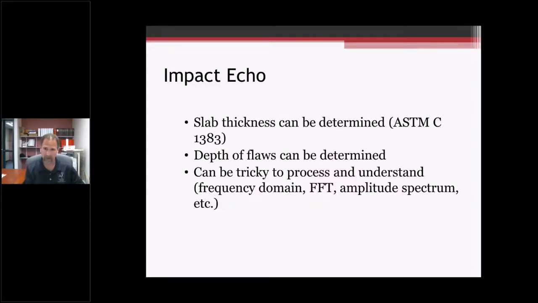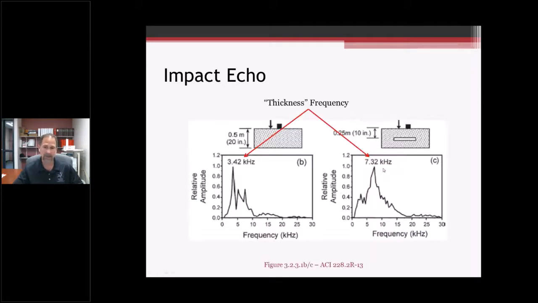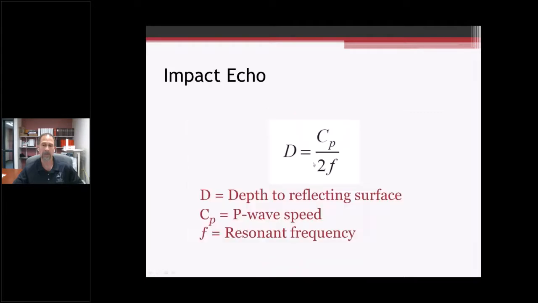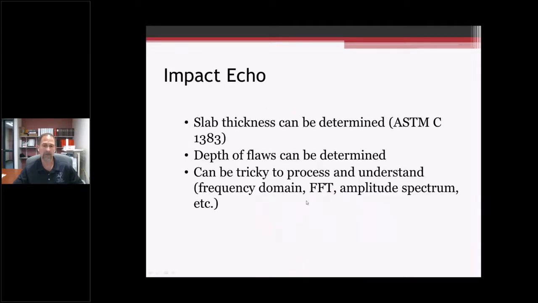And impact echo, that standardized test method, you can figure out what the thickness of the slab is. You can figure out the depth to the flaws. It can be a little bit tricky. I'll go back to these diagrams here. Again, somewhat idealized diagrams. These peaks are not always easy to distinguish. You really gotta collect good quality data, so you can really pick out these dominant frequencies.